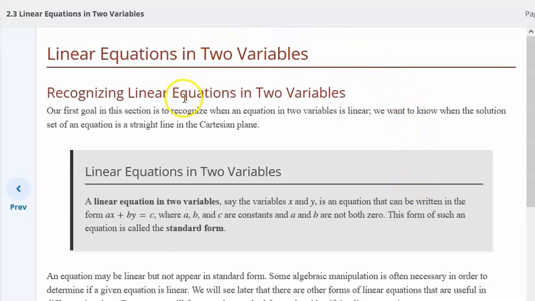So to start us off, one of the equations that we've mentioned already is the linear equation in two variables in standard form, which is right here, ax plus by equals c, where a, b, and c are constants, and both a and b are not 0. Let's move it up.